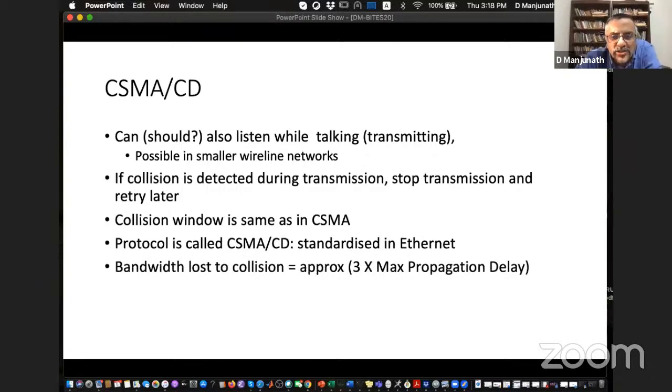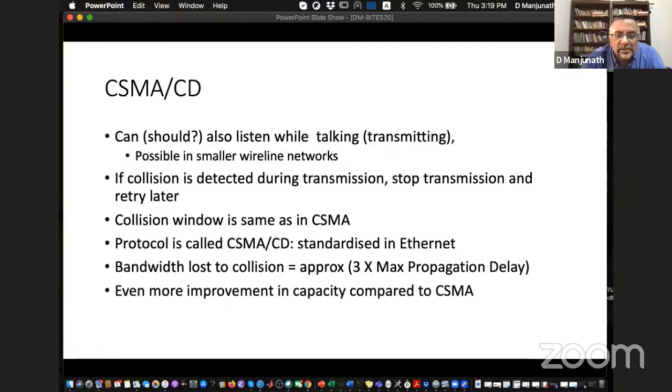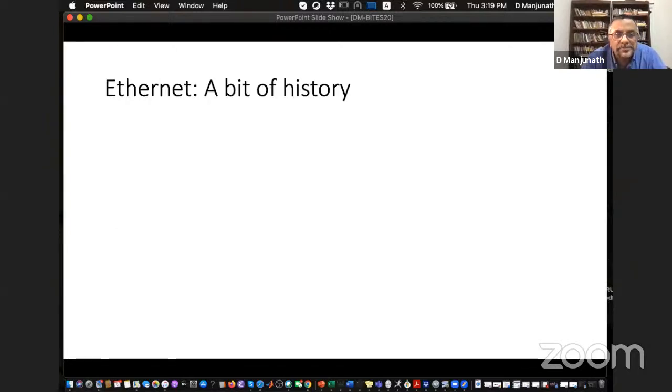Now, what you can show is that every time there is a collision, you don't really lose too much bandwidth. If the propagation delay is small, every time two people transmit simultaneously on the channel, it's only 3 times the maximum propagation delay that is the time lost. So if you can minimize the number of collisions, you're going to do very well. So this can provide a significant improvement over the CSMA protocol.